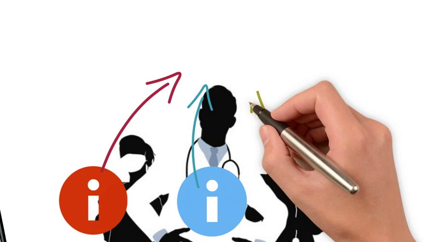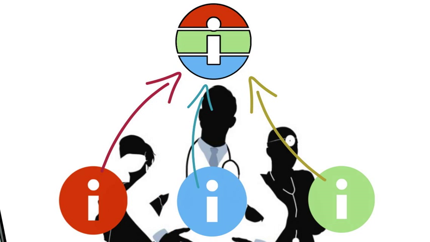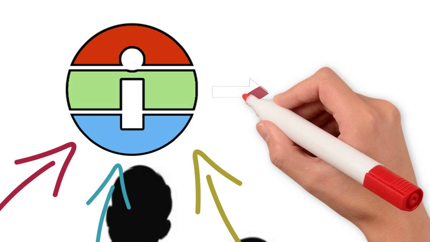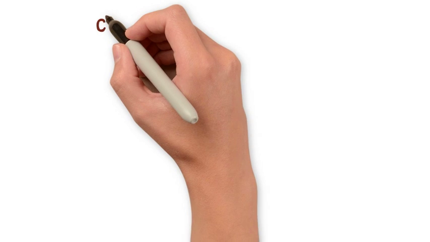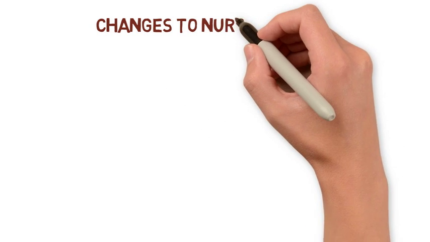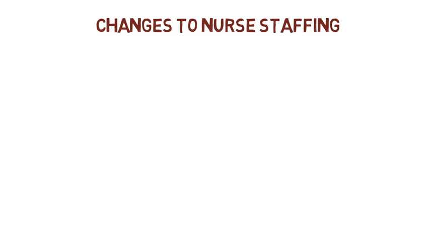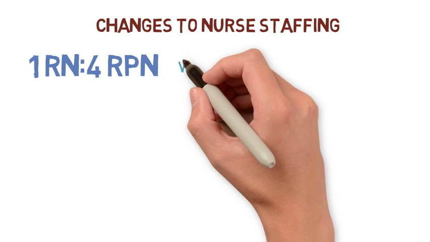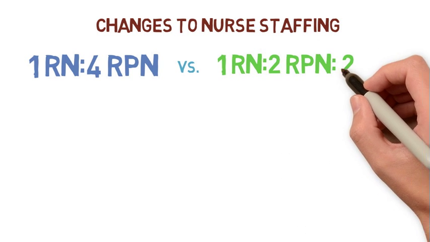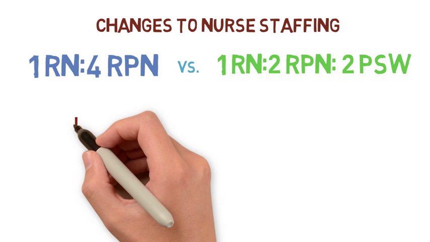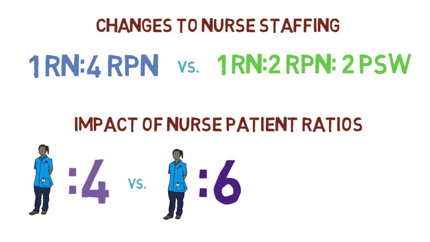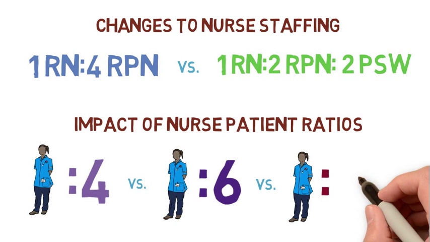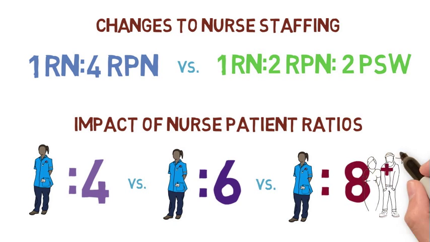Data can be aggregated, analyzed, shared, and compared, and trended over time to inform future healthcare decisions. Clinical data standards can help us to understand the impact of changes to nurse staffing models, the impact of nurse-patient ratios, and determine whether changes have an impact on clinical outcomes.